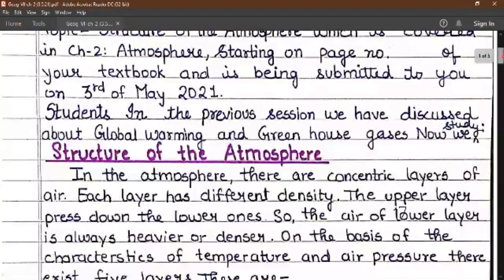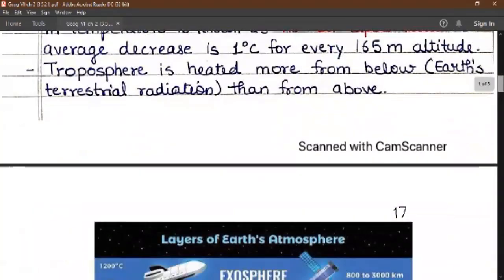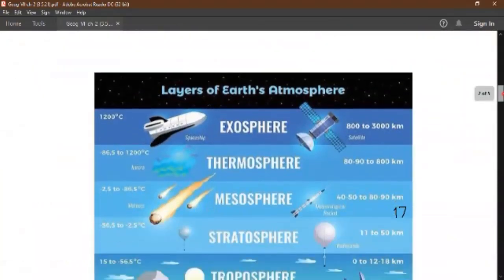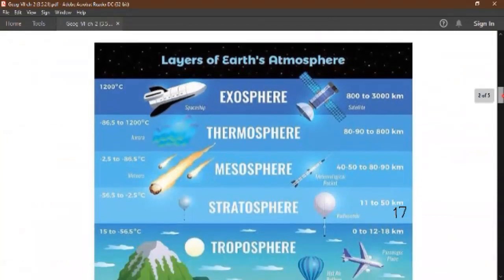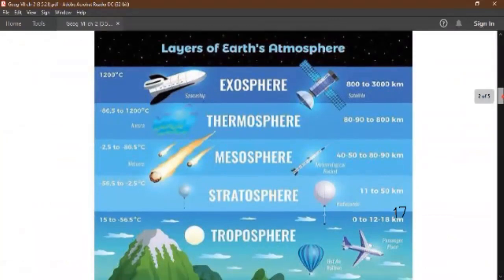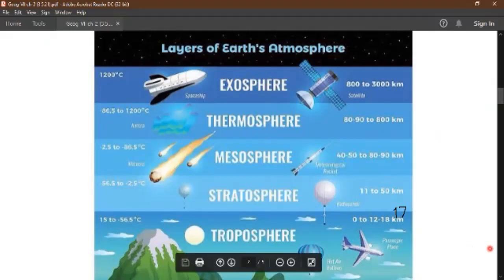So, students, in the previous session, we had discussed about global warming and the greenhouse gases. We had also discussed about the composition of atmosphere. Now, we will start with the structure of the atmosphere. In the atmosphere, there are concentric layers of air. Each layer has different density. The upper layer presses down the lower ones.